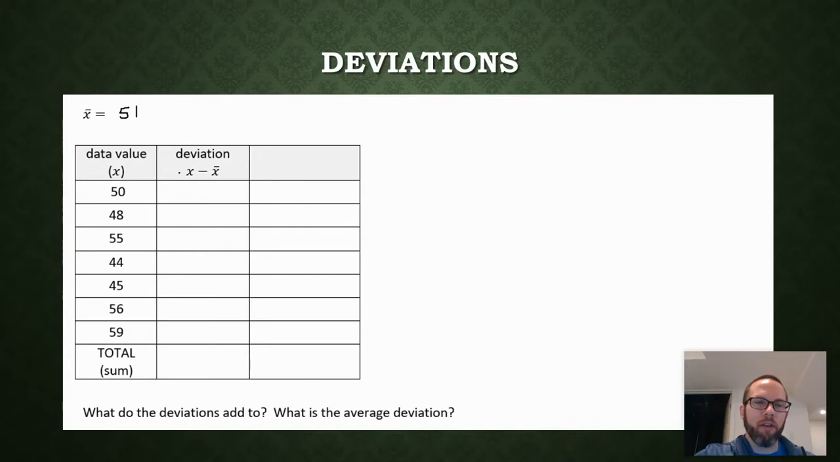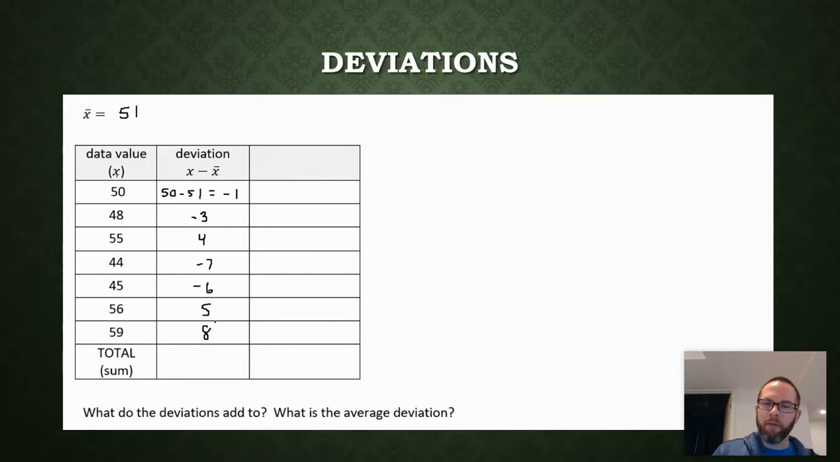To get the deviation, you take the data value, x, and take away the mean. I'll write out this calculation for the first one, but you don't need to write this calculation out in practice. You can just hammer it out. So 50 minus 51 is -1. The deviation for the value of 50 is -1 because it's 1 below the mean. 48 is 3 below the mean, so -3. 55 is 4 above the mean, so 4. 44 is 7 below. 45 is 6 below. 51 is 5 above. 59 is 8 above. So those are all the deviations.